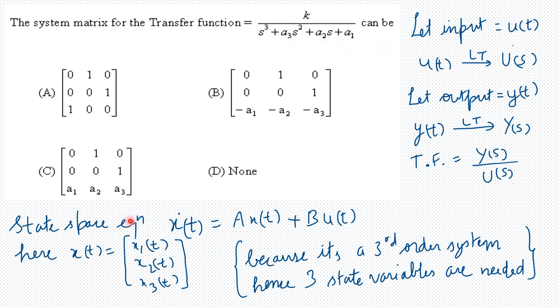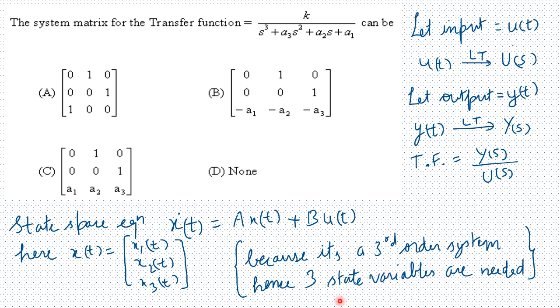Okay, so our state space equation is x dot of t equals A x of t plus B u of t. Here x of t are the state variables. And for this question, the number of state variables will be 3.